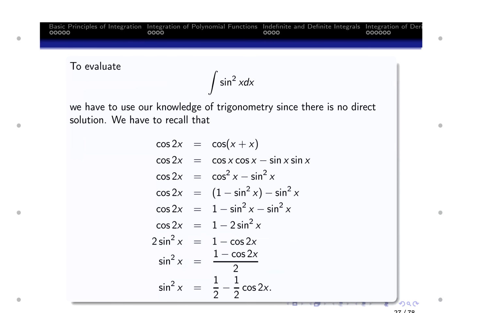Okay, so let's do something a bit more technical here. Now we want to evaluate the integral of sine squared x dx. We have to use our knowledge of trigonometry since there is no direct solution. If you look at sine squared x dx, there's no straight way to do this right now. So you have to remember the idea of integration and trigonometry.